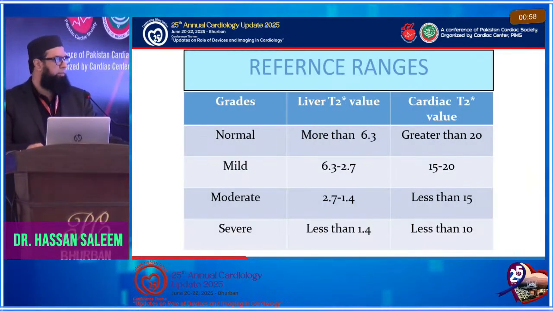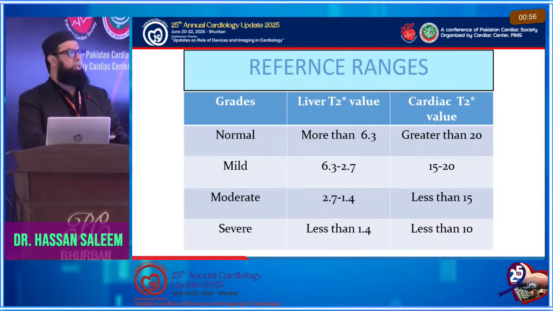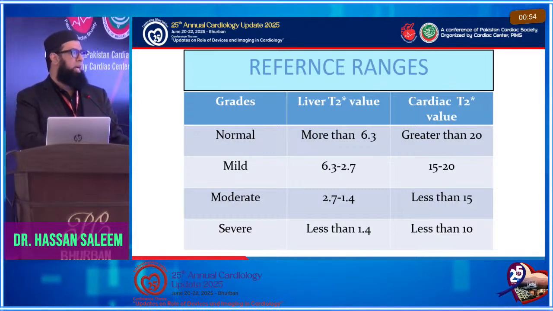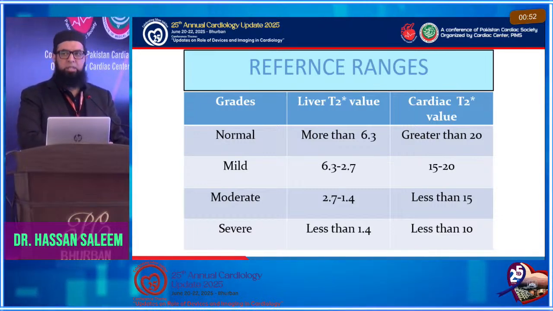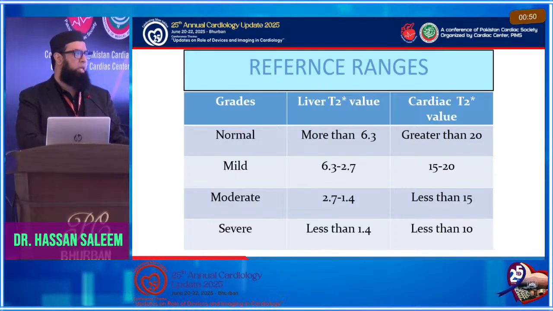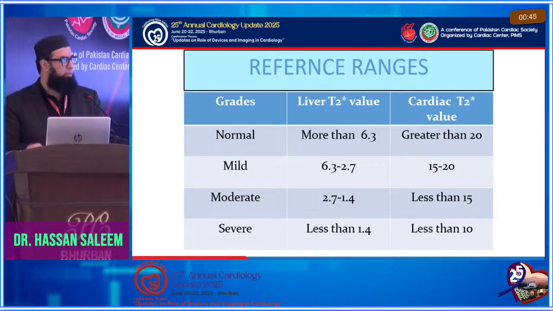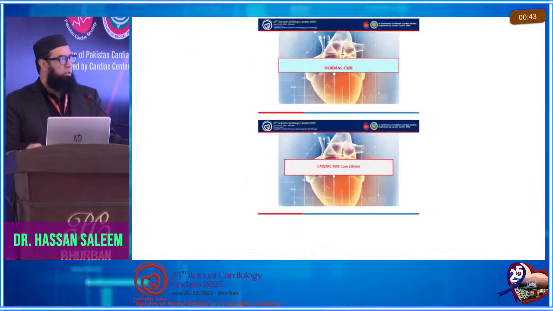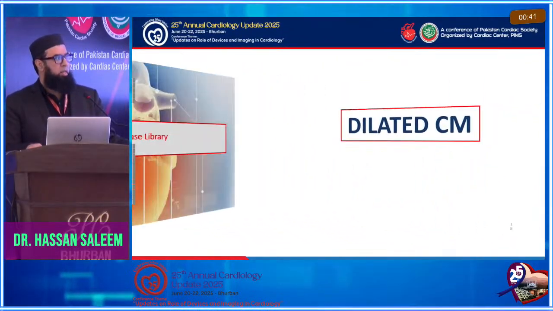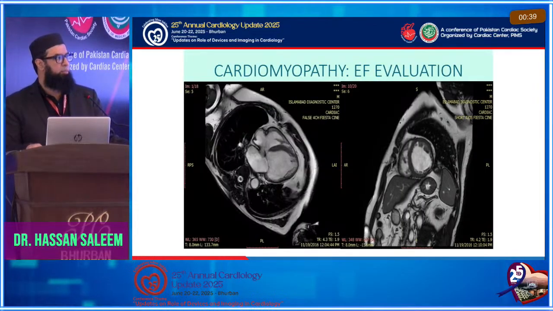So these are multiple reference ranges. In cardiac T2 star, where the value is less than 10, we consider it a very severe iron overload. And these are the patients who are definitely going for chelation therapy. Coming to the cases, first we are going to see the DCM.